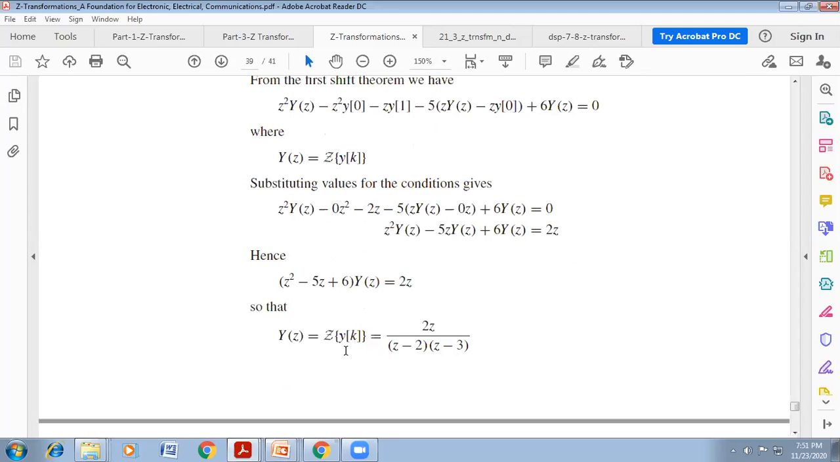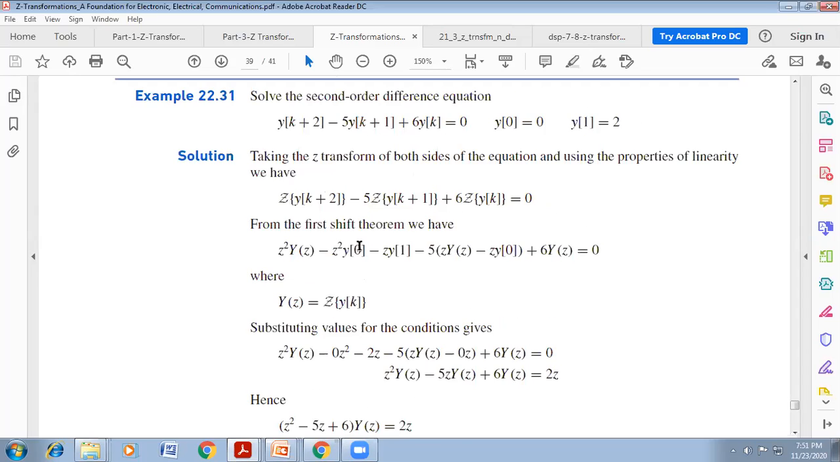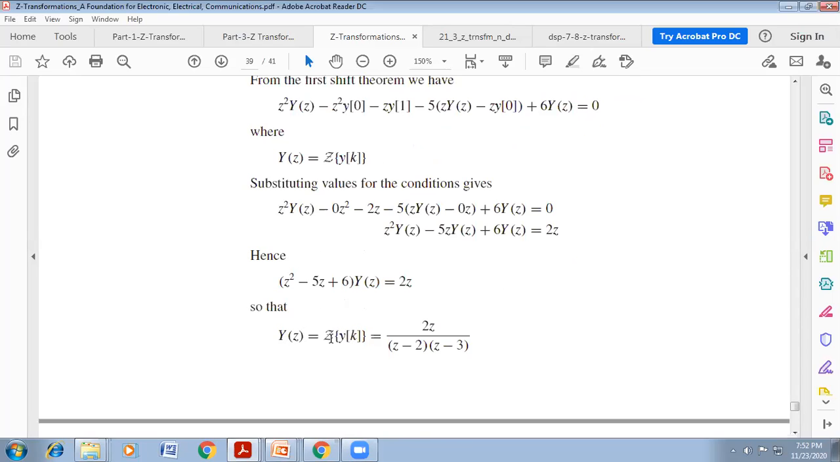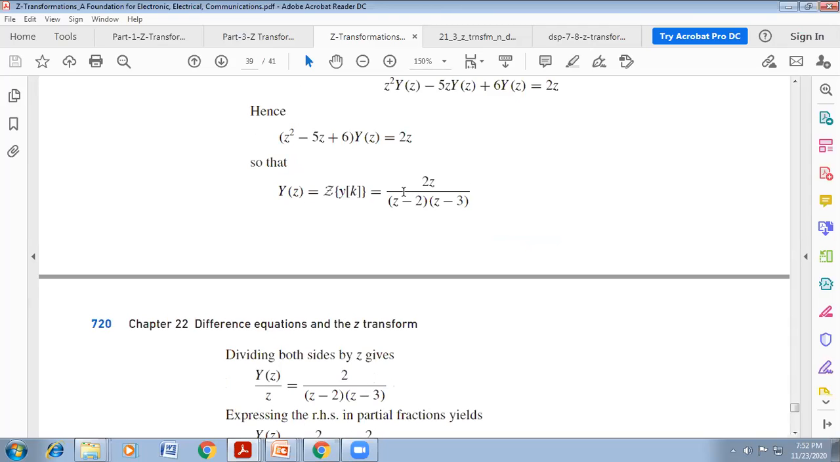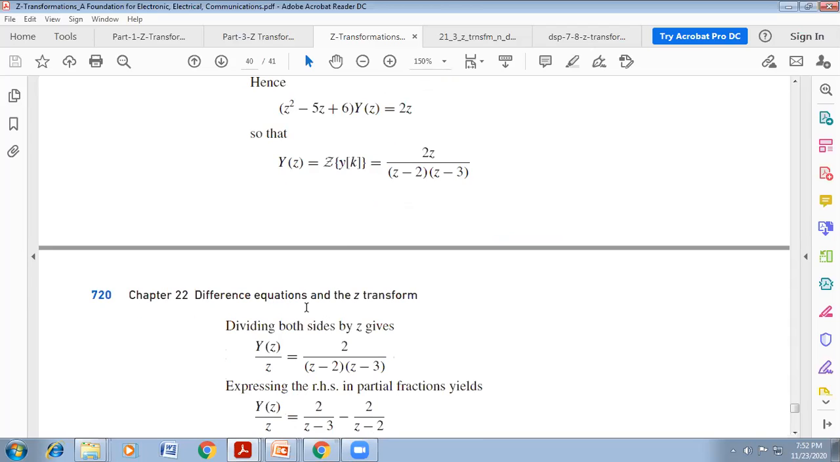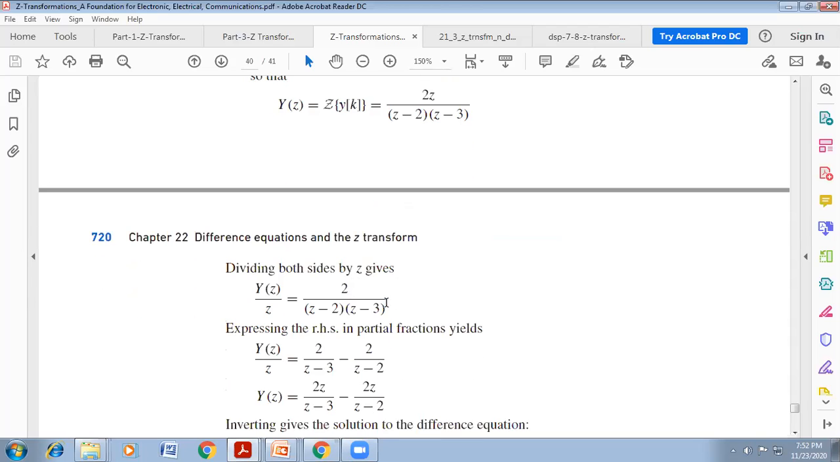So Y(z) is the Z transformation of yk. We have denoted the Z transformation of yk as Y(z). Very easy. By using Z transformation, we can solve a difference equation very easily. Now dividing both sides by z, we get Y(z) divided by z equals 2 divided by (z minus 2)(z minus 3).